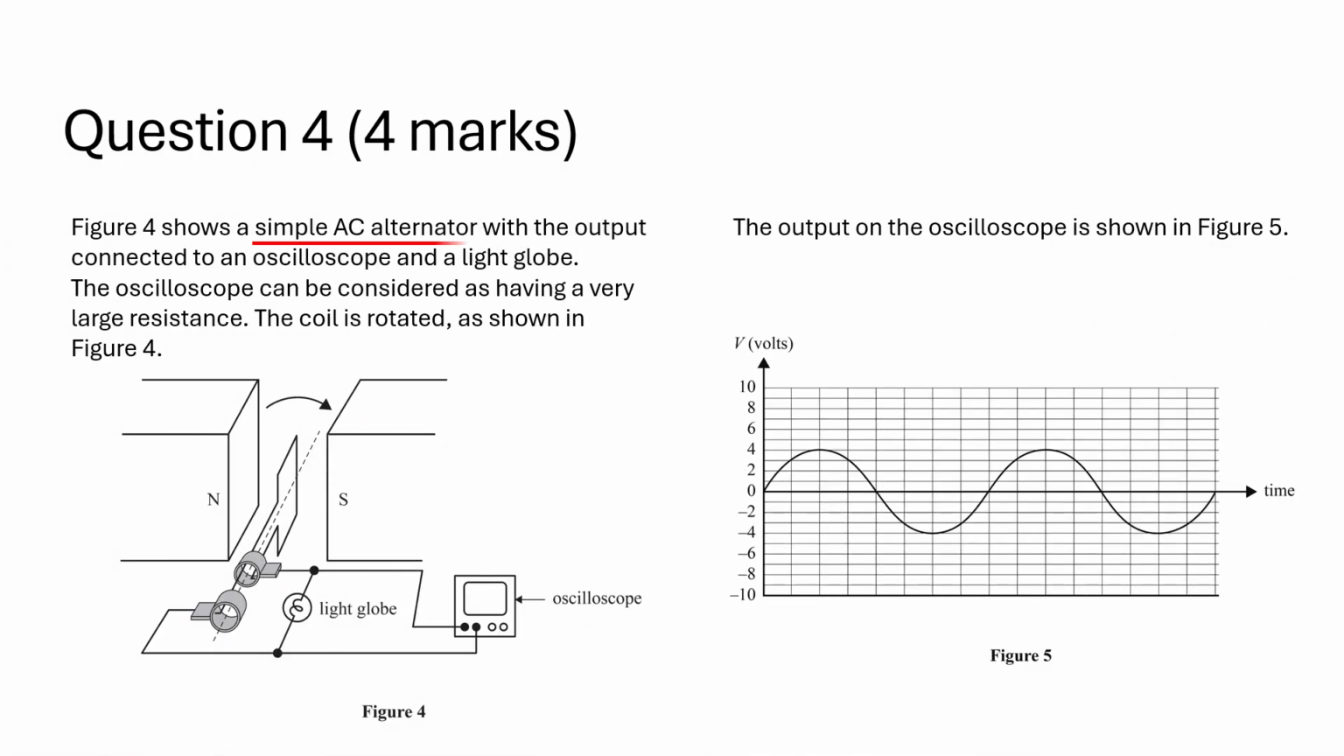Figure 4 shows a simple AC alternator, with the output connected to an oscilloscope and a light globe. The oscilloscope can be considered as having a very large resistance. The coil is rotated, as shown in Figure 4. The output on the oscilloscope is shown in Figure 5.